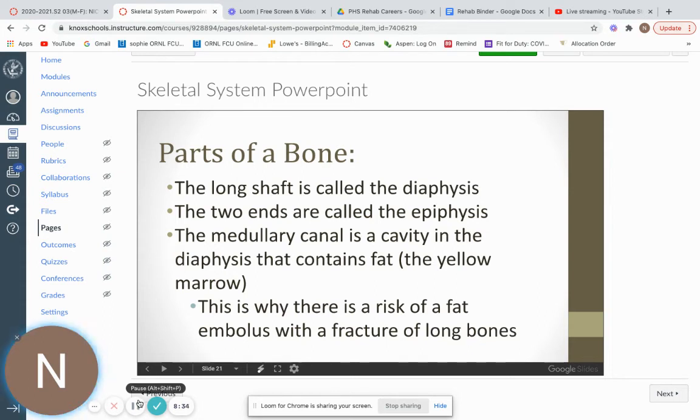The 2 ends of the long bone are called the epiphysis. And you have something called the medullary canal. It's a cavity in the diaphysis, the main part of the long bone, and it contains something called yellow marrow, which is just fat. So that's why we worry if we have someone who fractured a long bone, we also worry about an embolus made of fat flying off somewhere. That's why.